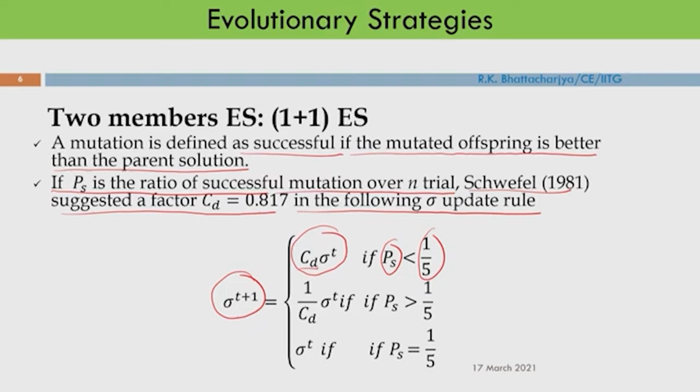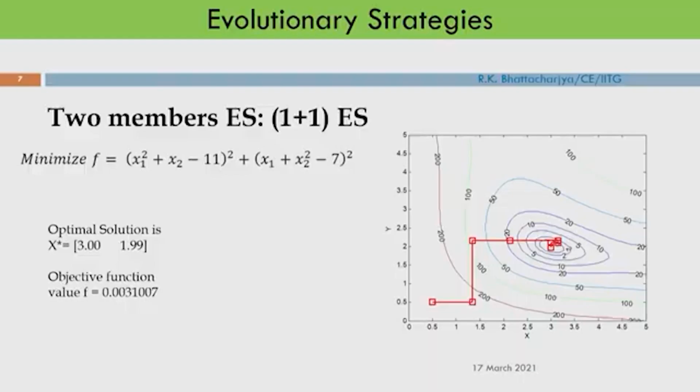Okay. If it is more than 1 by 5, that means you are more successful. So, in that case you are increasing the sigma. That is why you are dividing sigma t by cd. Okay. And if the ratio is 1 by 5, in that case you are not doing anything, you are not changing the sigma value. So, we can use this sigma update rule and change the sigma value with the iteration. Okay. So, this is the problem I would like to show you.